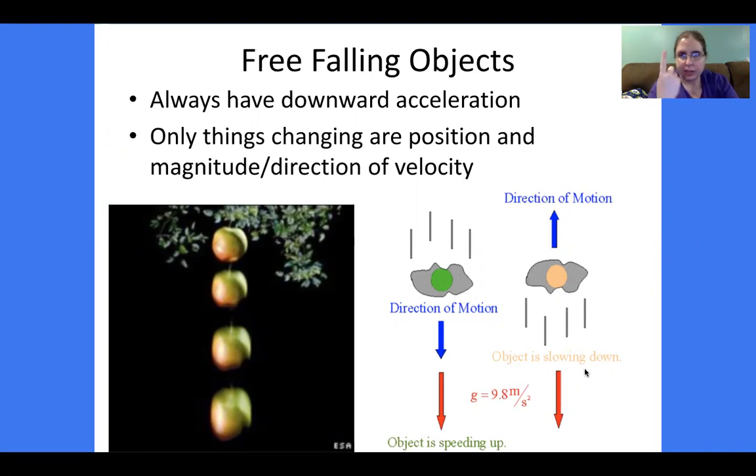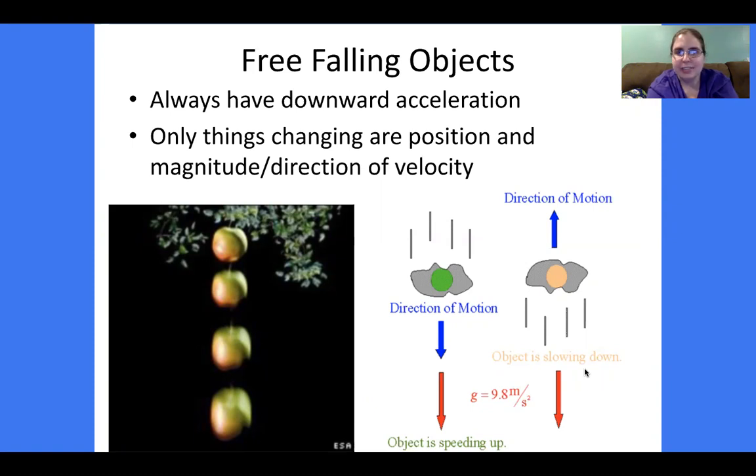So the motion might be going up, but the acceleration is going down, which is why it starts to go at a slower velocity until it stops and then it starts going downward. At that point, it's moving downward and the acceleration is downward, so it's going to start speeding up. When the direction of motion is the same as the direction of the acceleration, the object speeds up. If the direction of motion is opposite that of the acceleration, it's going to slow down.